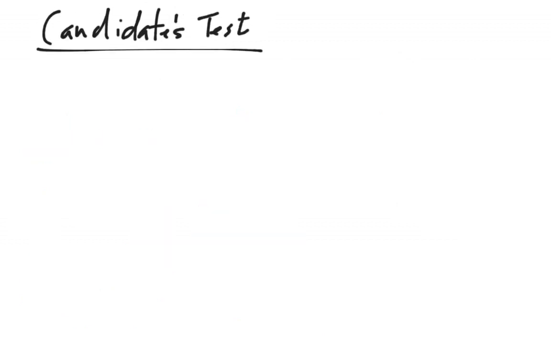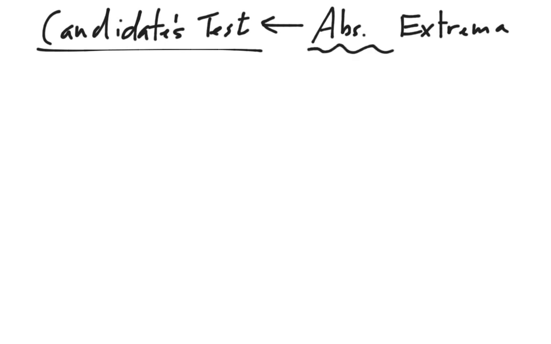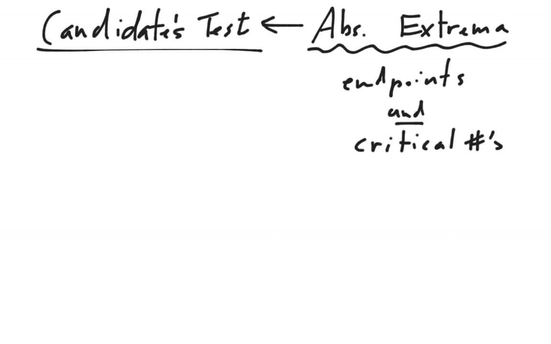To find absolute extrema, we're going to use something called the candidates test. This is only for absolute extrema. Basically what we do is we make a list of all the possible candidates that could be absolute extrema and then find the y values and see which one works. So remember that absolute extrema can occur at both endpoints and at critical numbers. So what we do is we make a list of all the endpoints and all the critical numbers of the function on the interval.